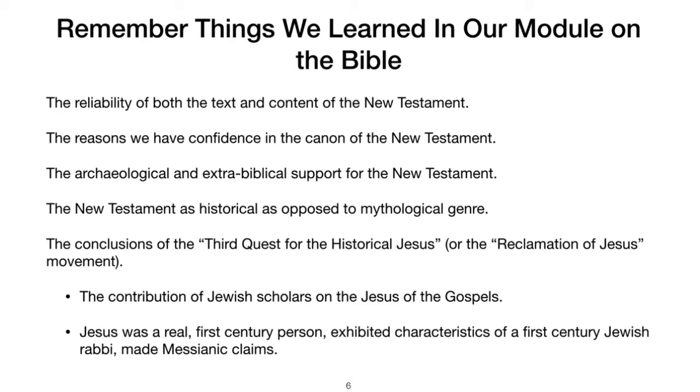And one of the reasons for that is because they recognize that he really exhibits the characteristics of a first century Palestinian Jewish rabbi. So he exhibits the characteristics. He really comes across to them as a real person. And they even recognize that he made messianic claims. Of course, as Jews, they don't believe his messianic claims, but they recognize and acknowledge, yes, this man Jesus was a first century Jewish rabbi, and yes, when we see the things that he said, he really was claiming to be the Messiah. So these are all things, remember, we talked about several weeks ago.